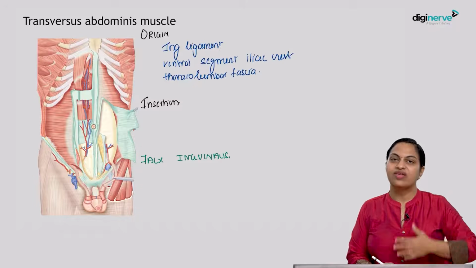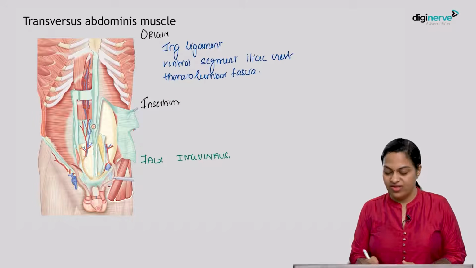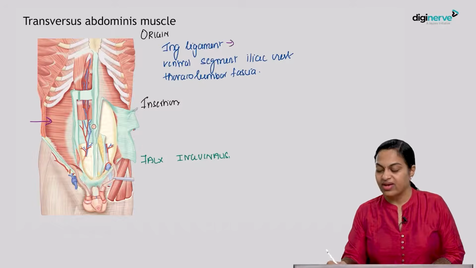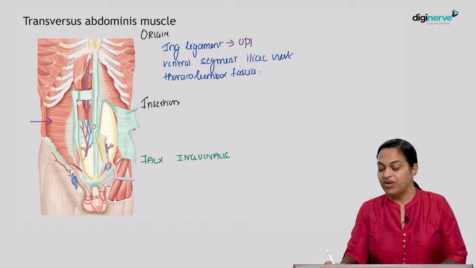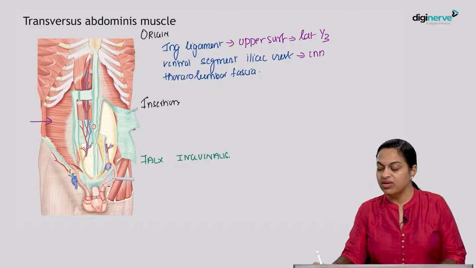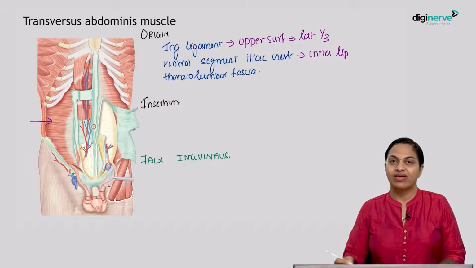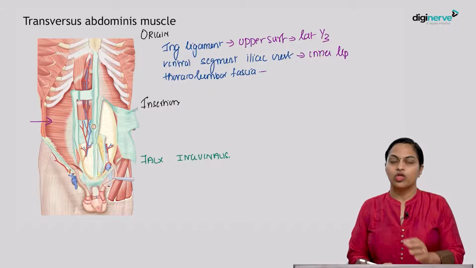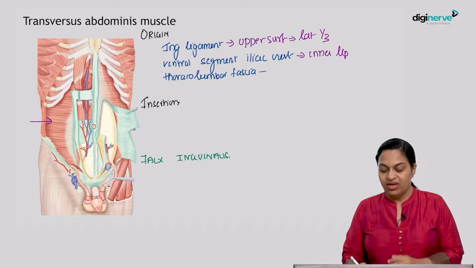So, innermost is the transversus abdominis muscle, this one that you see here. So, this muscle again arises from the upper surface of the inguinal ligament, its lateral 1/3, and from the inner lip of the iliac crest in its ventral segment, and also from the thoracolumbar fascia.